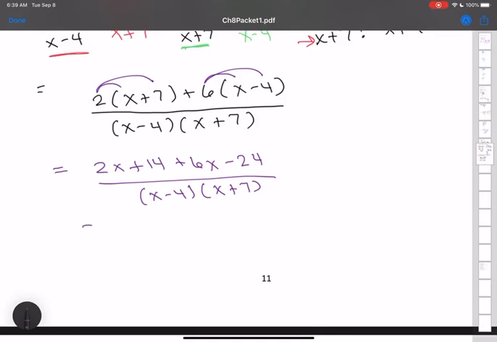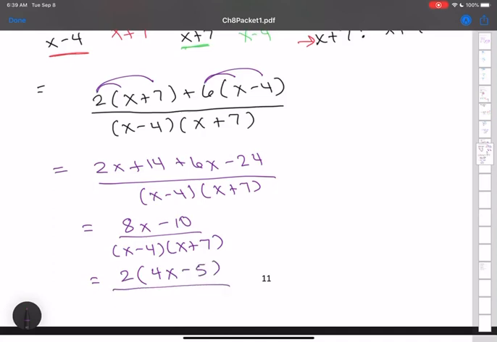So combining like terms, 2x and 6x, I get 8x. 14 minus 24, I get a minus 10, still over that same denominator. And can I factor anything? Yeah, on the top I can pull out a 2. So I have 2 times 4x minus 5 over x minus 4, x plus 7. And that is our final answer.